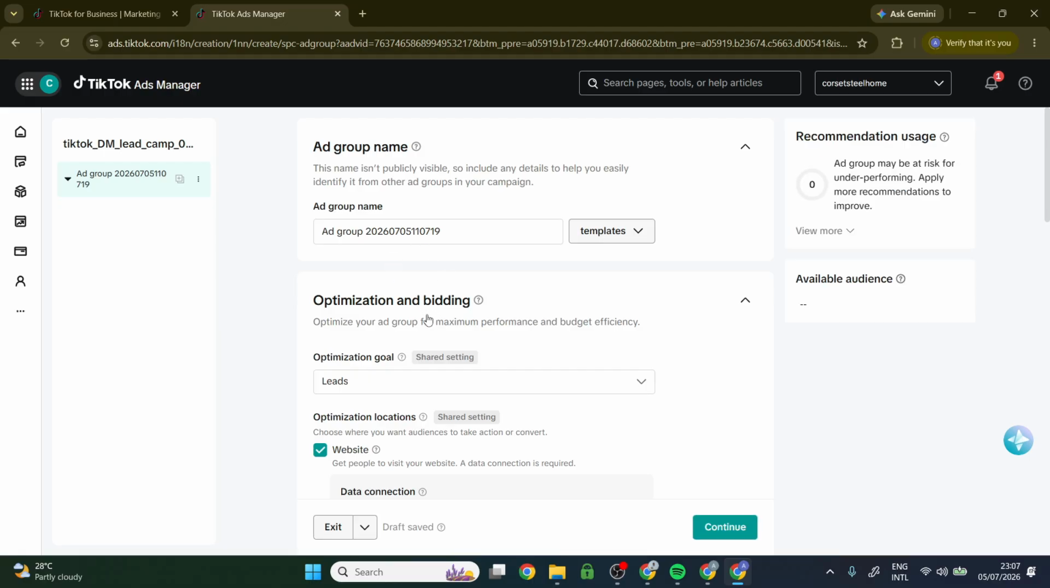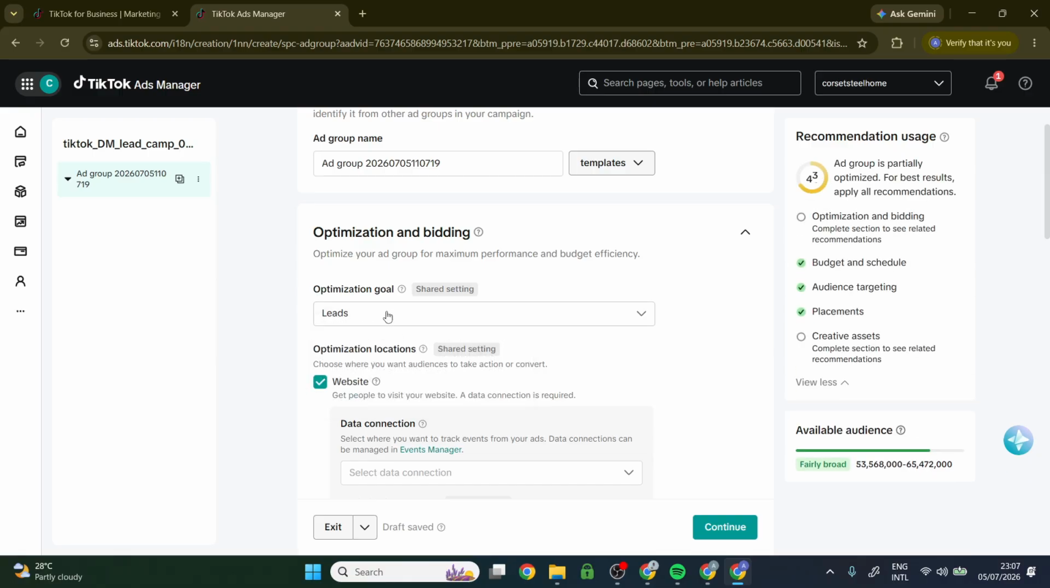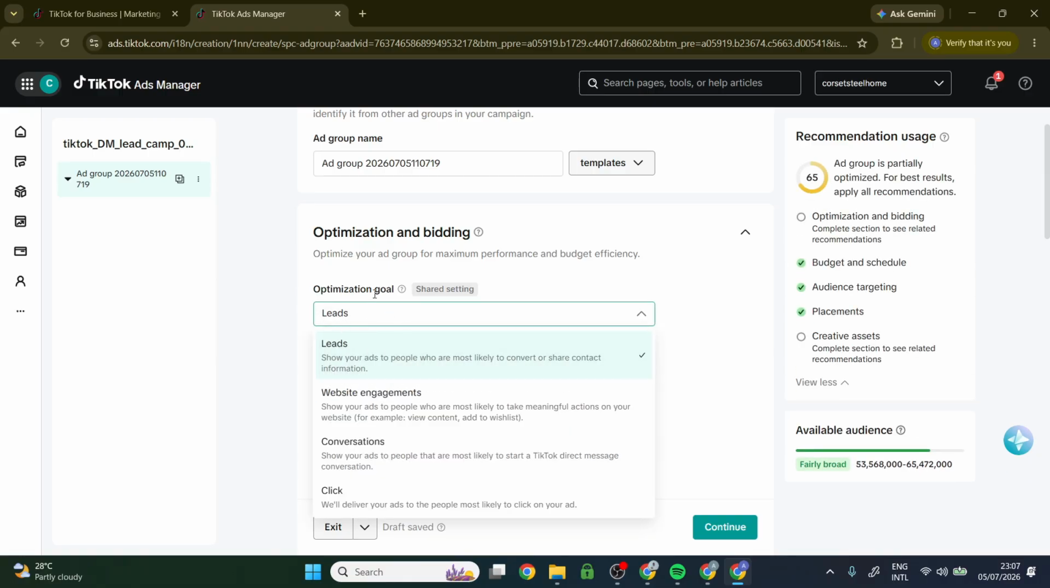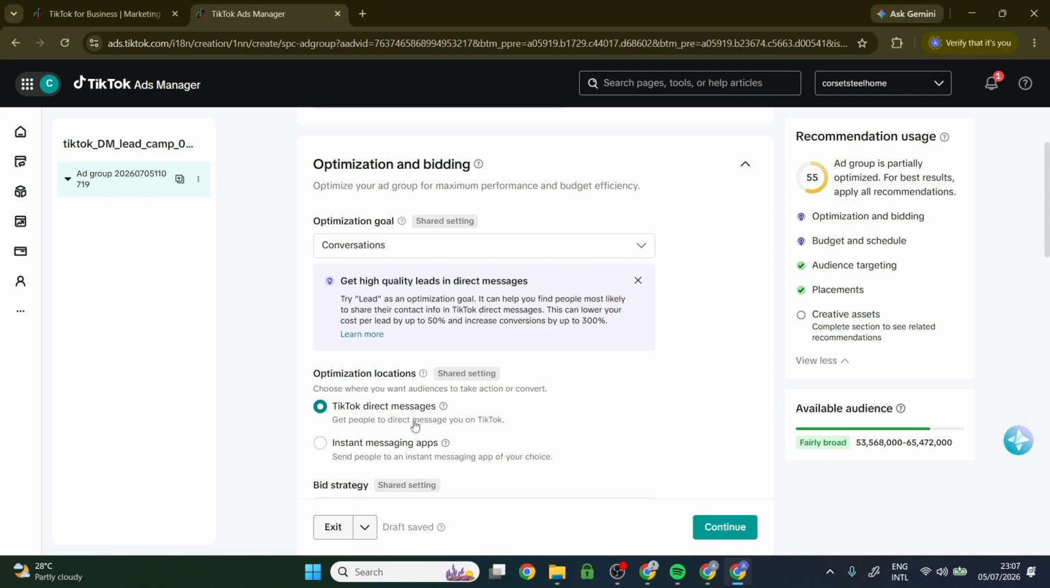Now in this next stage, you see where you can send people to website, blah blah blah, but we don't intend to send people to website, right? So click on this optimization goal, then select the option that says conversations. Show your ads to people that are most likely to start a direct TikTok message conversation. So this is the option that is of interest to us at the moment. So we are going to use this TikTok direct message.